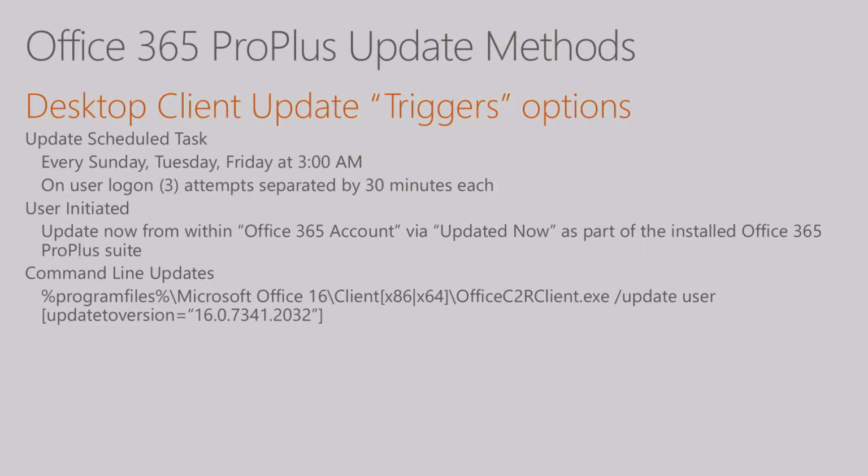So with Office 365 Pro Plus, we have a couple of different update methods. There's an update scheduled task, so it runs every Sunday, Tuesday, and Friday at 3 a.m. It happens on user logon.